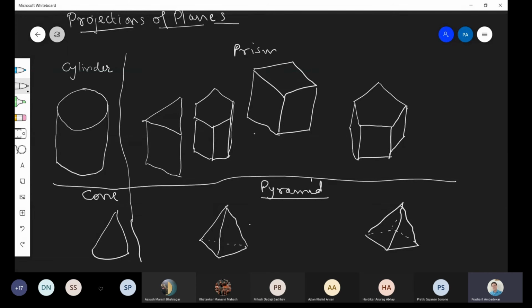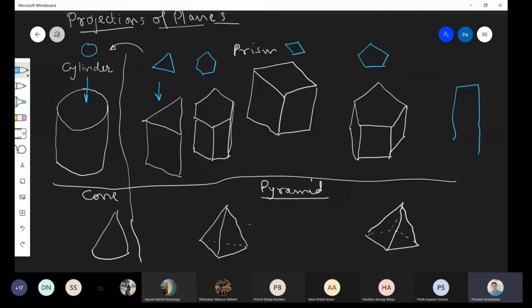Similarly, when we teach prism, cylinder is also covered. The only difference between prism and cylinder is the top view. In this case, the top view is a circle. In this case, the top view is a triangle. In this case, a hexagon. Here the top view is a square, and here it is a pentagon. And in all these cases, what will be the front view? The front view will be a rectangle in all these cases.